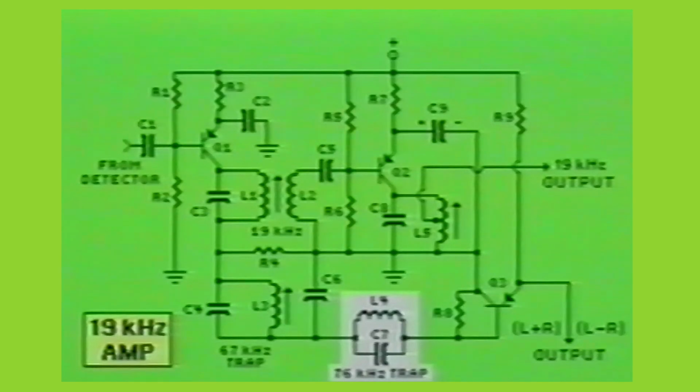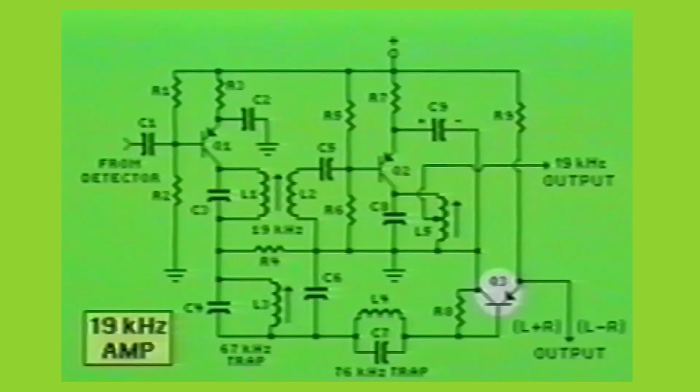transistor Q3 for amplification. The amplified L+R and L-R audio signals are taken off the emitter of Q3 and presented to the matrix decoder stage.